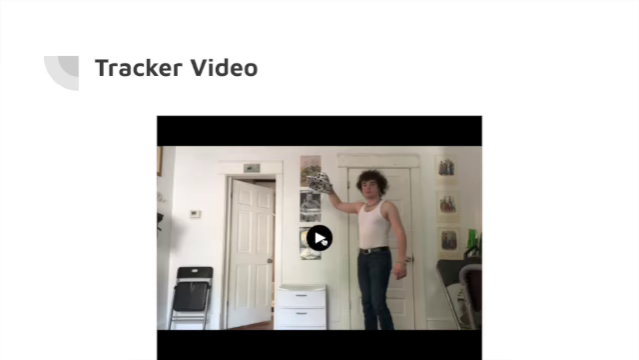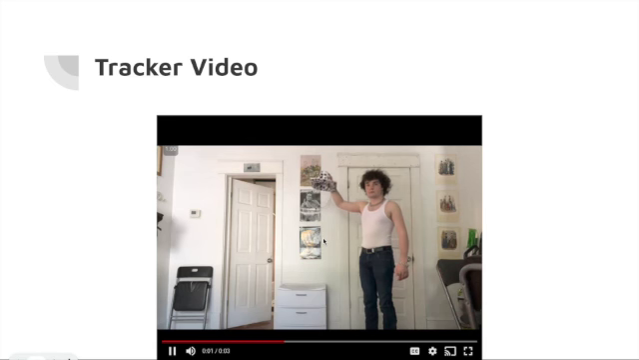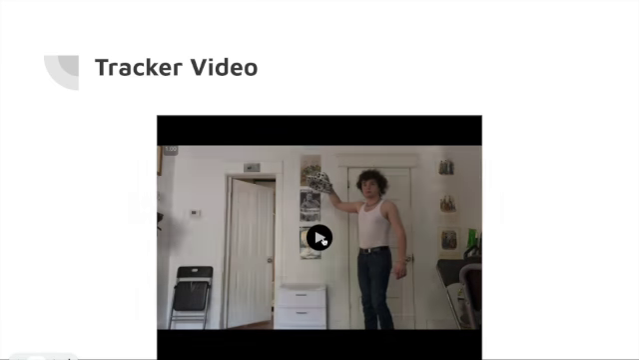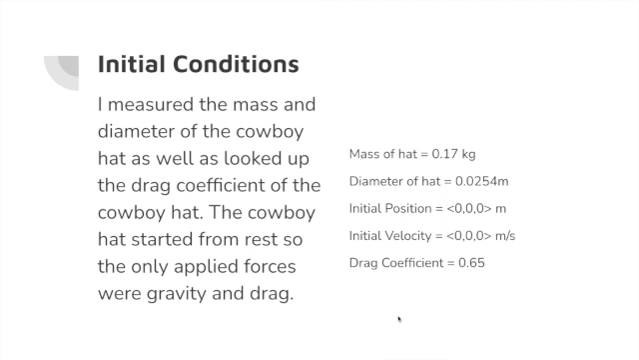This is the tracker video. Mass and diameter of the cowboy hat, as well as the drag coefficient of the cowboy hat, were looked at. The hat started from rest, so the only applied forces were gravity and drag. The mass of the hat was 0.17 kilograms, the diameter was 0.0254 meters, and the initial position was 0 meters as it started at the origin within tracker, and the initial velocity was 0 meters per second as it was at rest. The drag coefficient from the internet stated for the cowboy hat was 0.65.